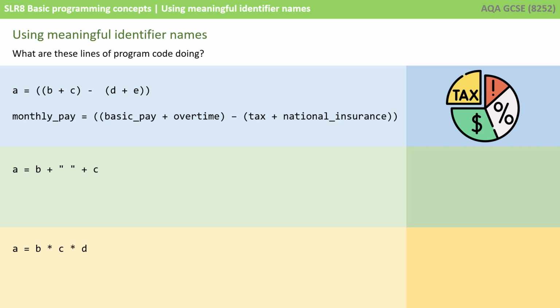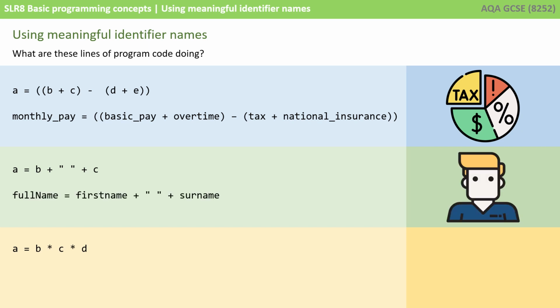Here's the top line of code, rewritten with meaningful identifier names. It's exactly the same line, but now it reads monthly pay equals basic pay plus overtime minus tax plus national insurance. You suddenly have a much stronger indication what the nature and purpose of this program is. It's clearly a program dealing with helping to calculate monthly pay for an employee.